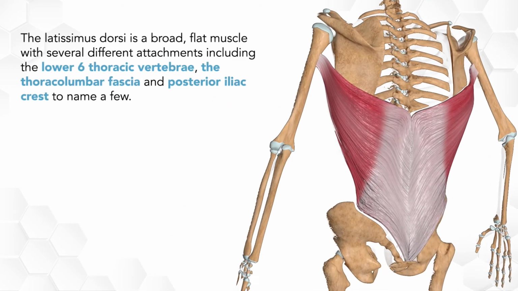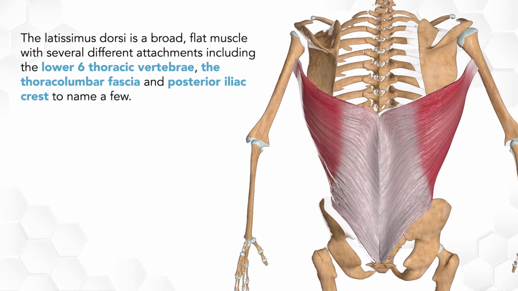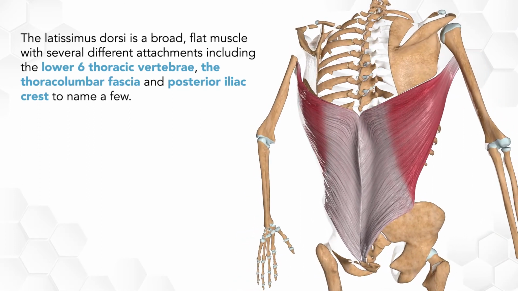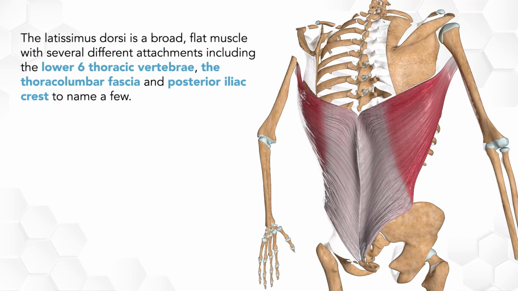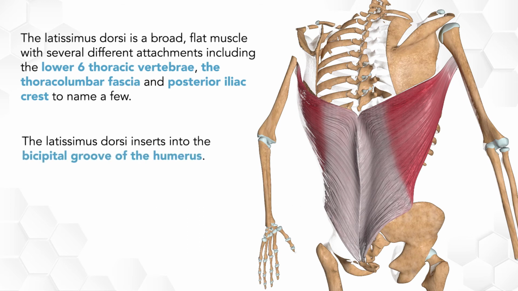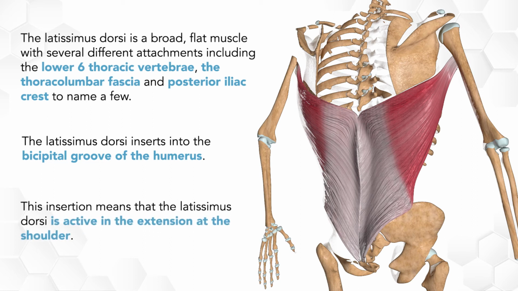The latissimus dorsi is the broad, flat muscle with several different attachments, including the lower 6 thoracic vertebrae, the thoracolumbar fascia, and posterior iliac crest, to name a few. More importantly, when discussing the bent-over row, the latissimus dorsi inserts into the bicipital groove of the humerus. This insertion means that the latissimus dorsi is active in extension at the shoulder, much like we see during the bent-over row.